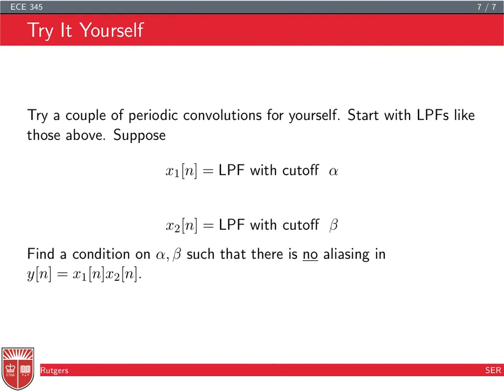Here is a problem for you to try at home. Suppose you have two low-pass filters, one with cutoff rate alpha and one with cutoff rate beta. The question is to find conditions on alpha and beta such that there is no aliasing in the product of these two things. This is an interesting problem.